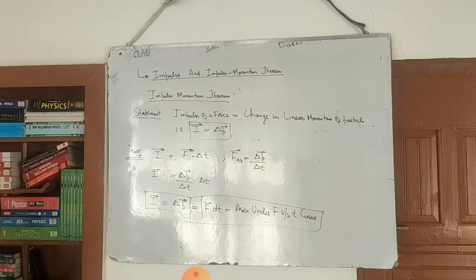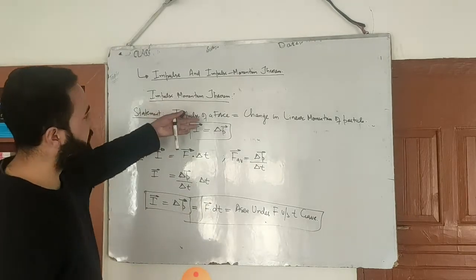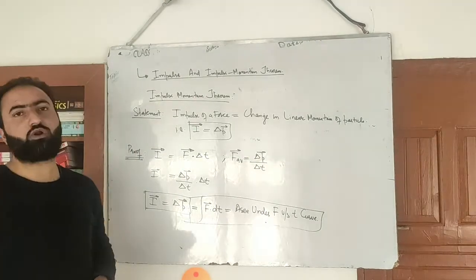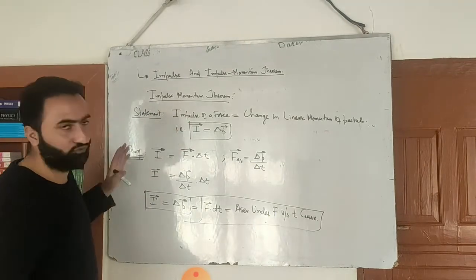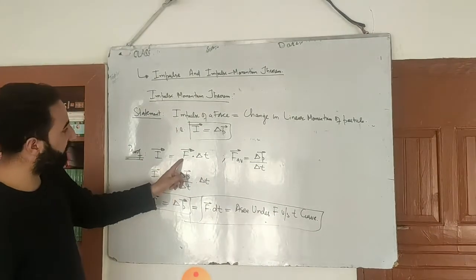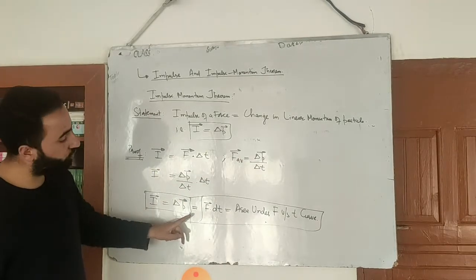Quite an easy statement. The impulse momentum theorem is that the impulse of a force is equal to the change in linear momentum of the particle. That's the easiest proof possible. It's equal to F delta T, which is the definition of impulse. Then you replace F by delta P divided by delta T. It becomes equal to delta P, and you know that delta P is in turn equal to this.